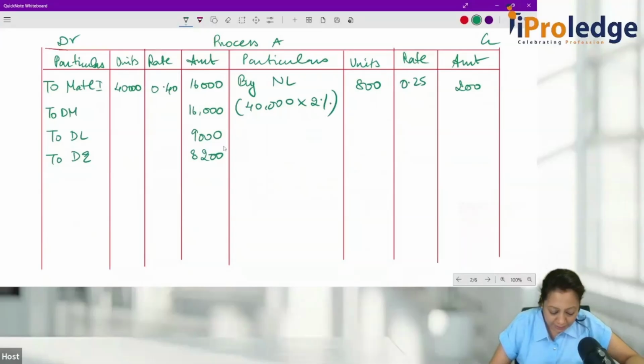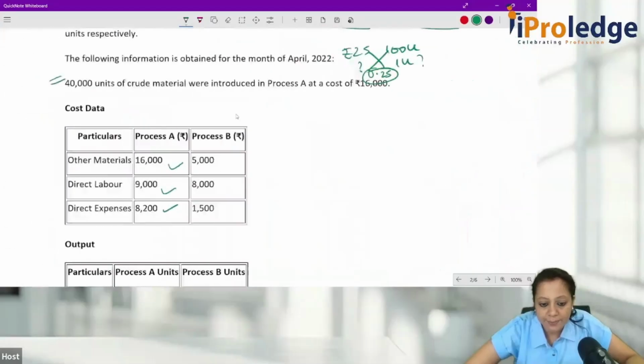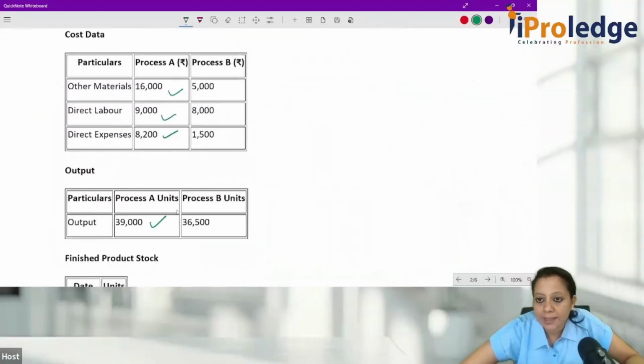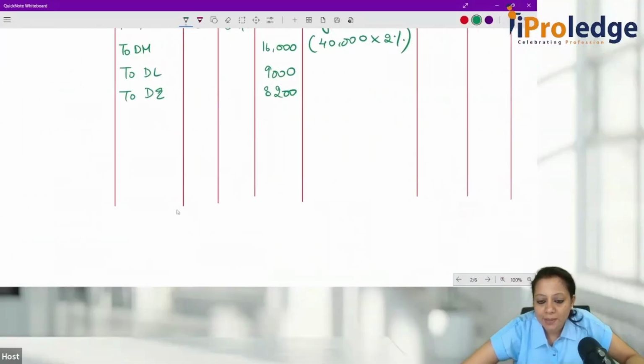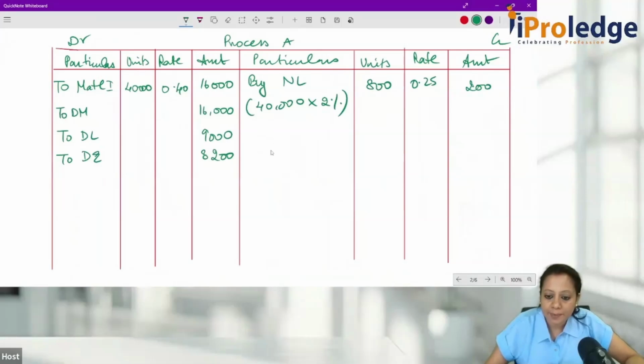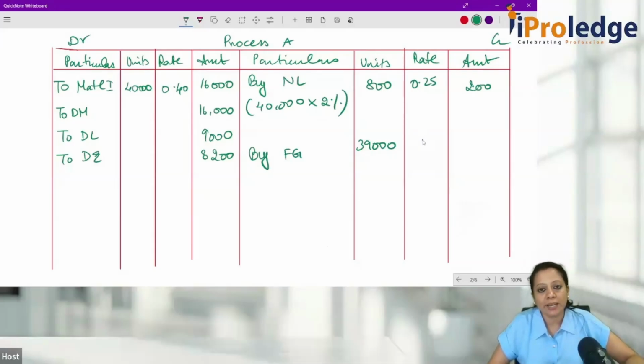Now they have given the output. We all can see that. I will just show you here. Output is 39,000. Correct, students? So can I say by FG is going to be 39,000. Up to this, everyone is understanding? Right. We'll do the cost per unit working note for this, but before that.